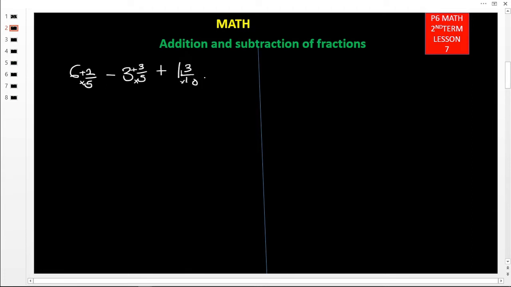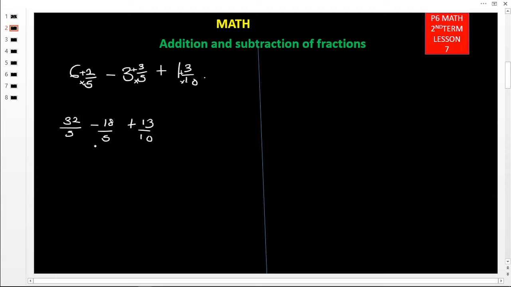then here times, then plus, then times and plus. So 5 times 6, what is that one? 30. 30 plus this 2 here, then that one becomes 32 out of 5. Then 5 times 3, 15. 15 plus this 3, that is 18 out of 5. Then 10 times 1, 10. 10 plus 3, that is 13 out of 10. Then we have converted these.